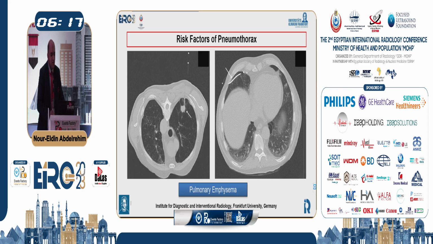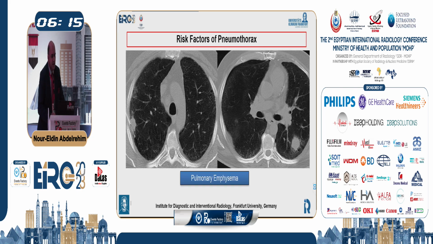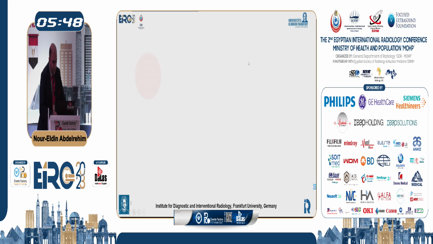If there is continuous or persistent air leakage, you can put in a chest tube. Most of the cases are mild, and an 8F pigtail catheter is sufficient. This is another case of lung emphysema. Although we didn't traverse the lung parenchyma too much, the patient developed a pneumothorax, as you can see here at the upper aspect anteriorly.